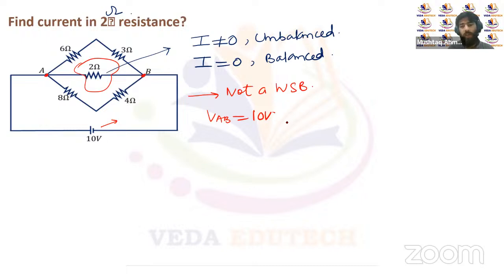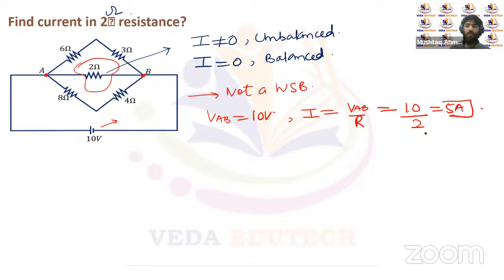So definitely there will be a current according to Ohm's law, that will be I is equal to VAB over R, right? This will be equal to 10 volts upon 2 ohm, that will be equal to 5 amperes, right? It means the current across this 2 ohm resistor will be a 5 amperes current, right?